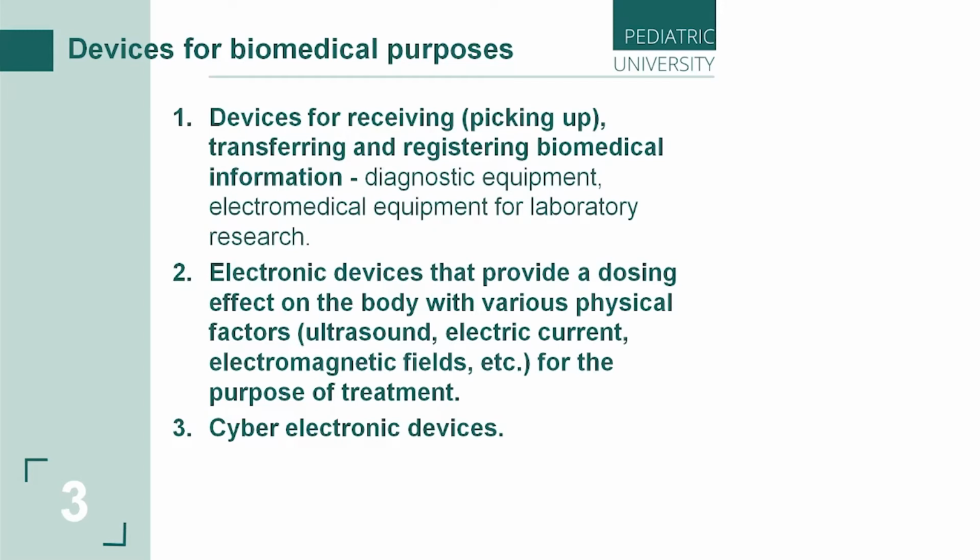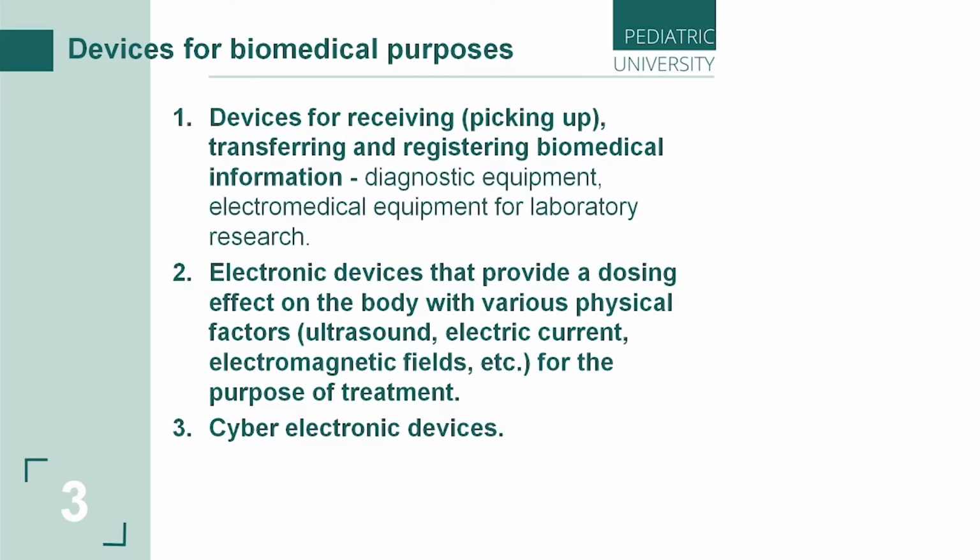For example, maybe a pH meter. In laboratories, using a pH meter, we can detect the pH of our matter, or our liquid, or other matter. So, the second type is electronic devices that provide a dosing effect on the body with various physical factors, maybe ultrasound, electric current, electromagnetic field, etc., for the purpose of treatment. Microwave therapy devices, which we can use in physiotherapy, electrosurgery devices, which doctors can use in surgery, pacemakers, and other devices.